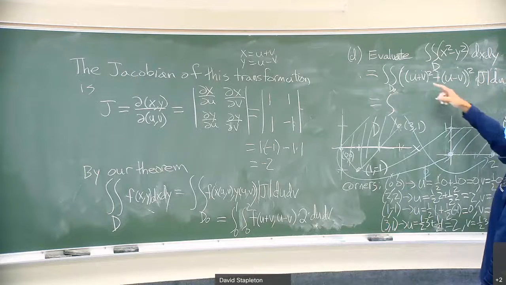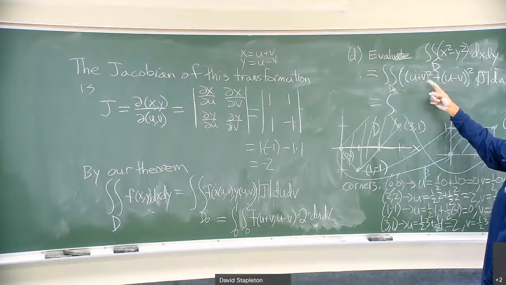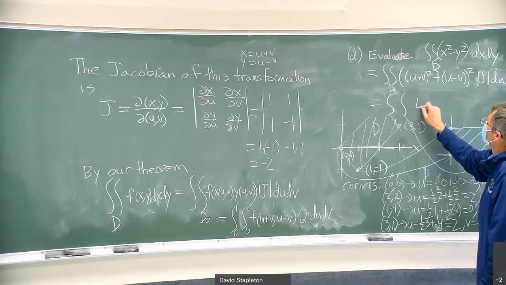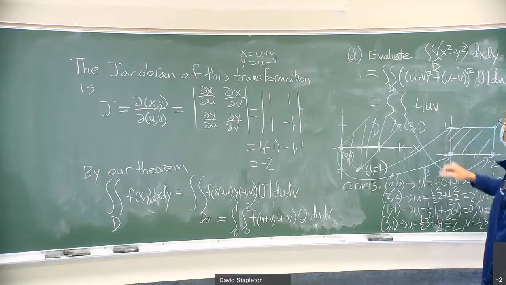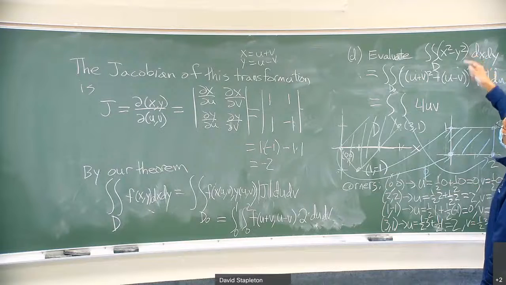Okay. If you square these out, you get u squared here minus u squared here, v squared here minus v squared here. What you have is 2uv here plus 2uv here comes out to 4uv. Except I left this off. Let's see. Oh, that's right. Okay.